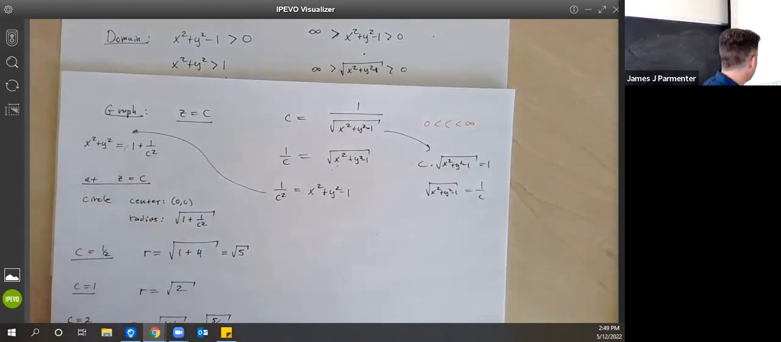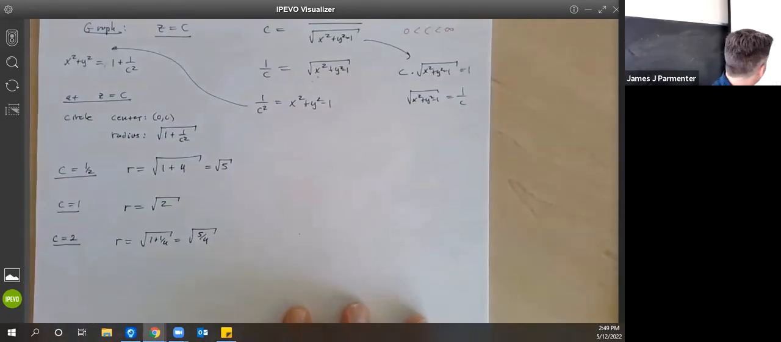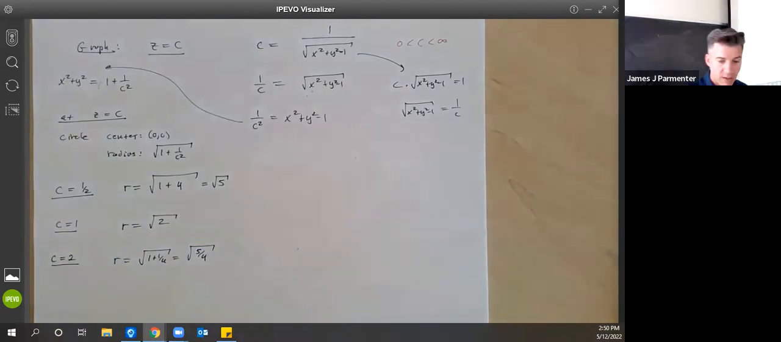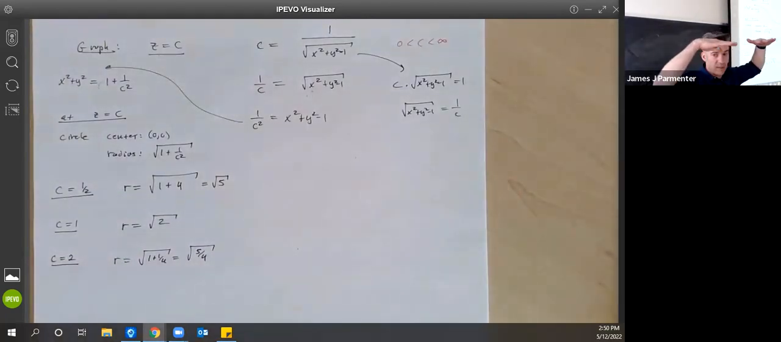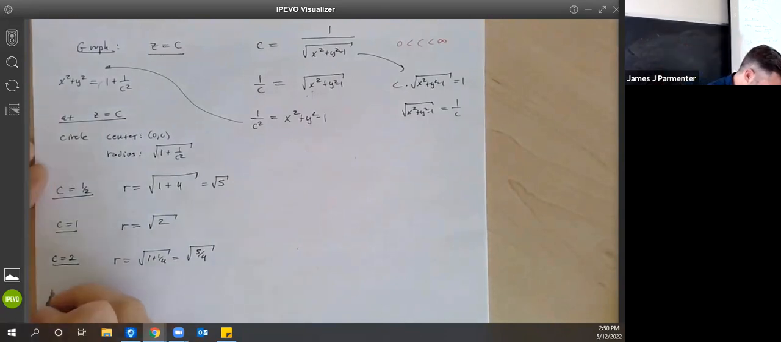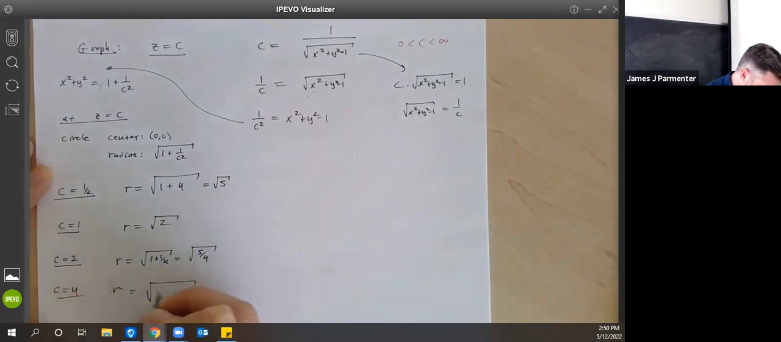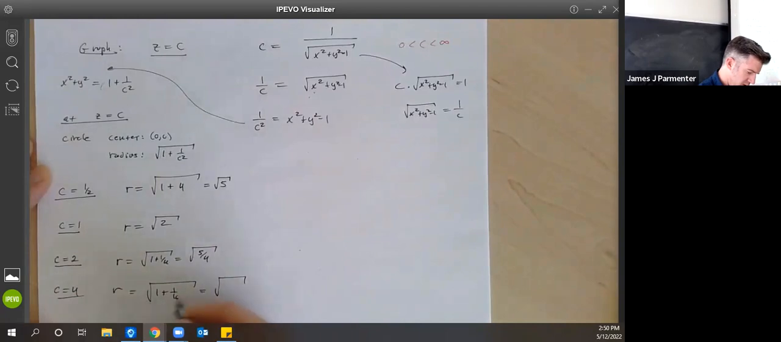We can see that as we go higher up in 3-dimensional space, my radii are getting smaller. And let's check one more value. If I plug in c equal to 4, my radius is going to be the square root of 1 plus 1 over 16, which is the square root of 17 over 16.